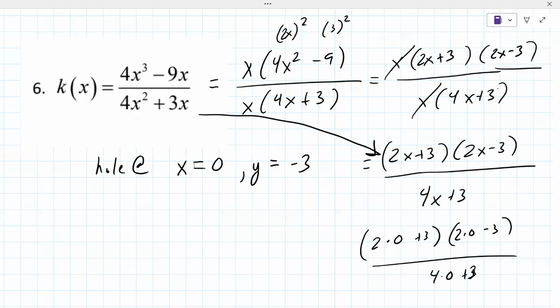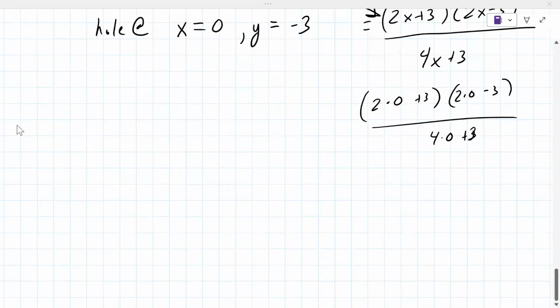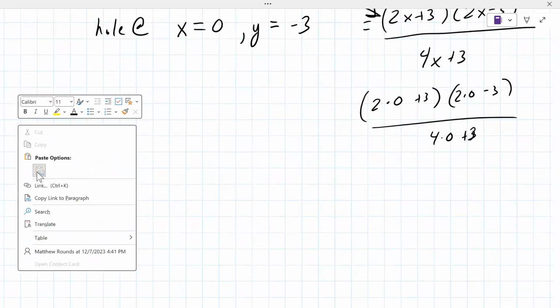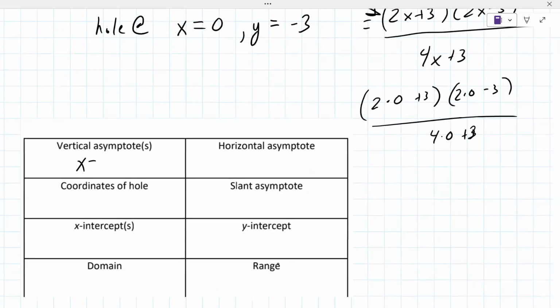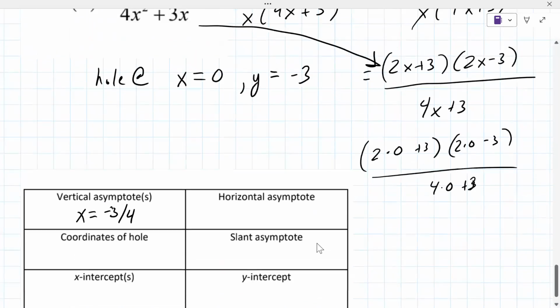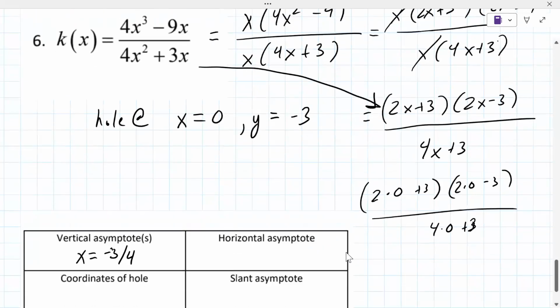All right. So now let's see if we can fill in some of these other things. Vertical asymptote, that'd be x equals negative 3/4. Yep. Horizontal asymptote. There is none. No, unfortunately, actually, no, I take that back.